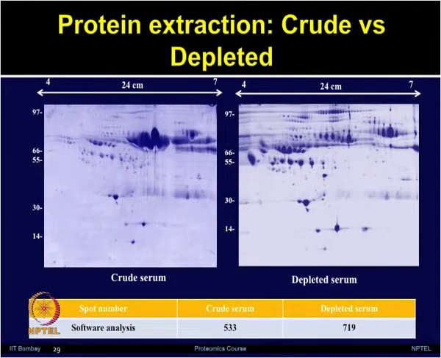Since we standardized our conditions on the small gels earlier, we also tried to apply them on the large gel of 24 centimeters, because that is where we have to perform all our analysis. So, we again compared crude versus depleted protein response of these serum samples on the large gel, and as expected, the depleted serum sample showed more spots as compared to the crude serum samples.